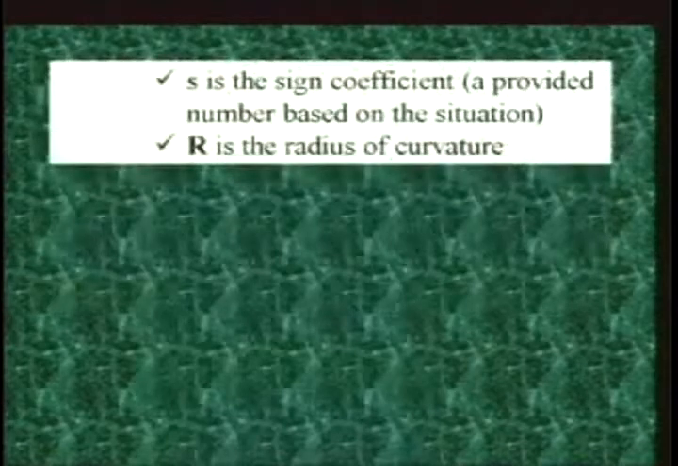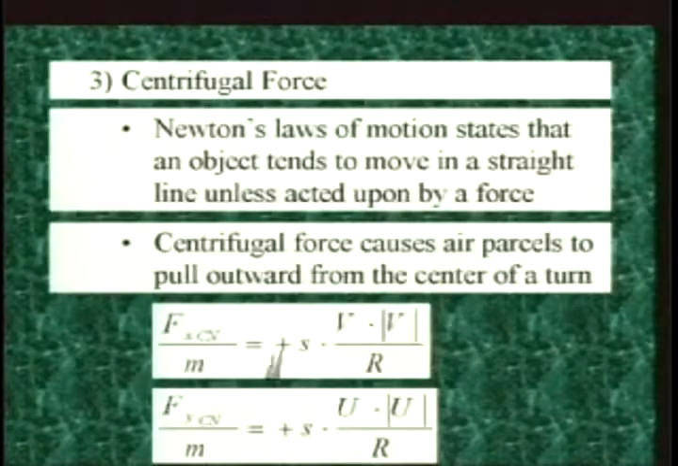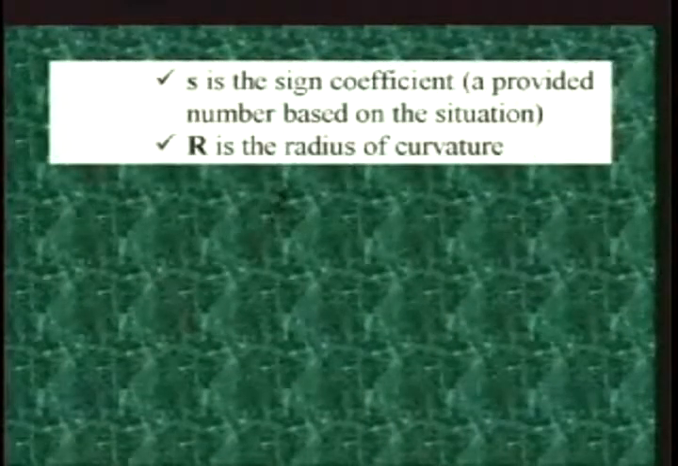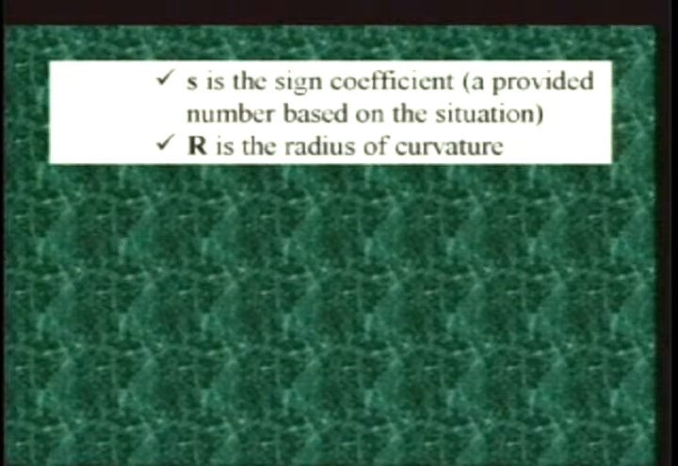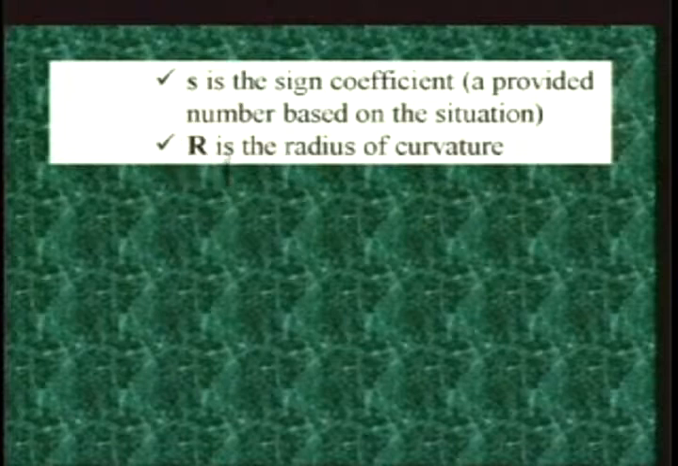Now what is r? Actually, I should go back here. I forgot to say that there's an s in here. S is a constant. So with those particular equations, there's three variables: velocity (these symbols here represent absolute value), r, and this little s to determine the centrifugal force. The little s is the sign coefficient, a provided number based on the situation, and r is the radius of the curvature. When we're dealing with troughs and ridges on a weather chart, there's curvature to the flow. So we have to take into account that curvature.